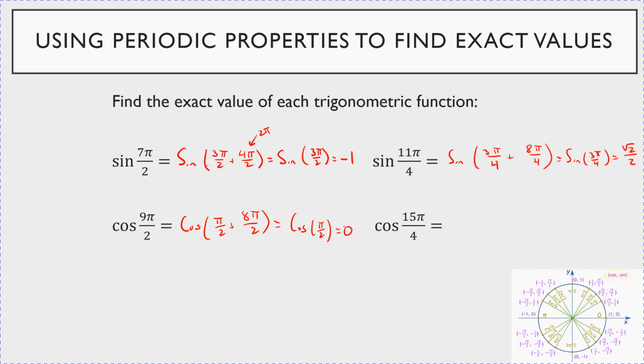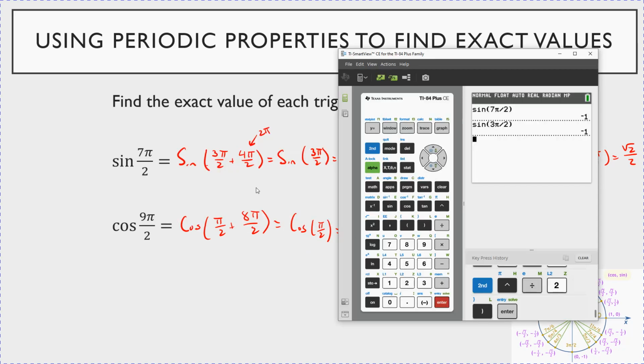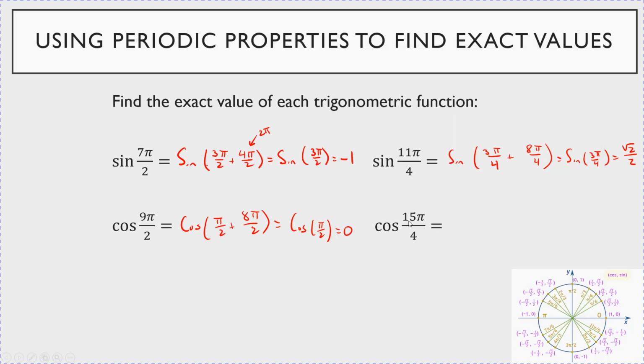And let me show you that that works, okay? Look, cosine of 9 pi divided by 2. Okay, so that tells me that gets really close to 0, okay? And then it's going to be the same thing with cosine of pi over 2.